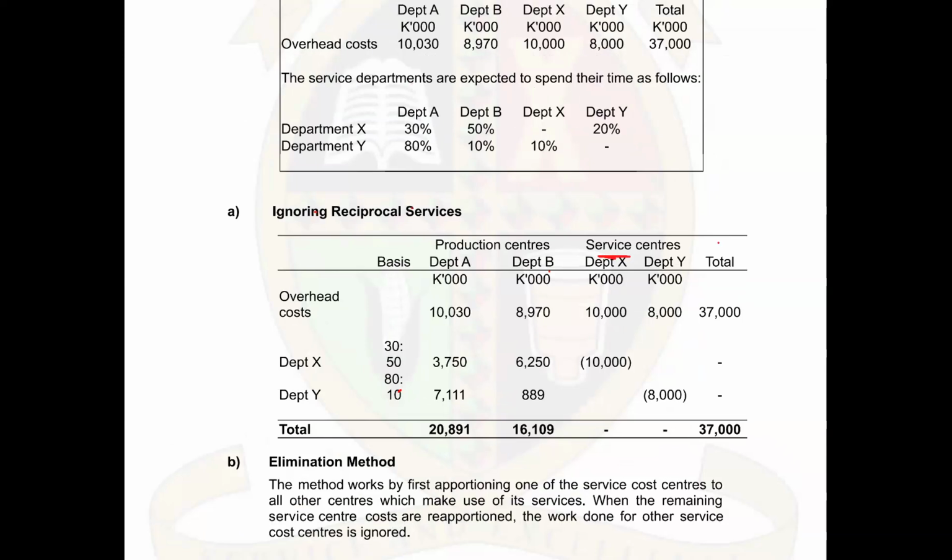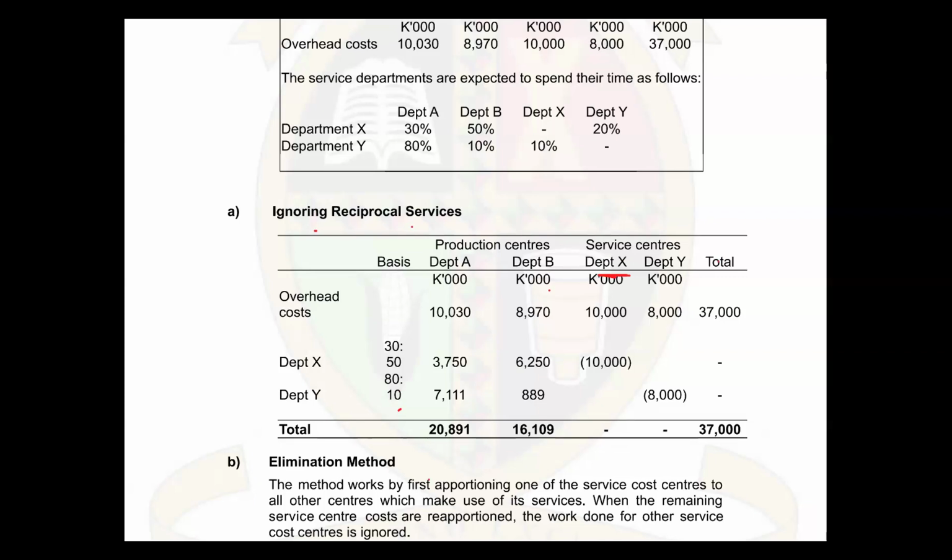When you're doing the apportionment, the reapportionment, you don't get the cost from this service department and share some of the cost to another service department. No. You just assume that these departments are not sharing services amongst each other. So there is nothing like that. Now let's continue from there.